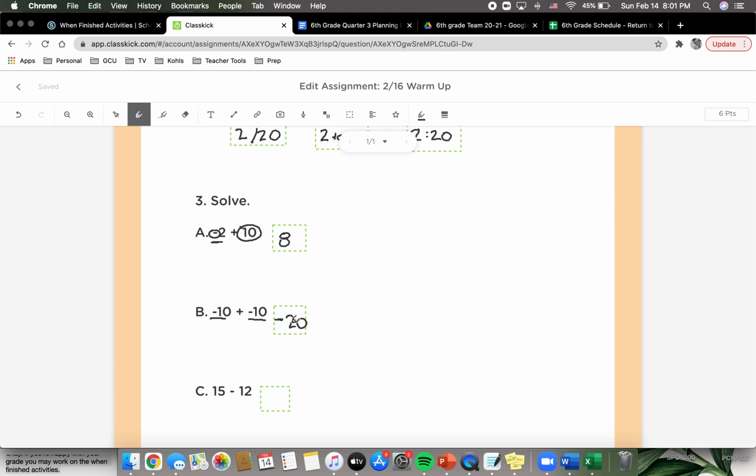And lastly, looking at number 4, we have 15 minus 12. We can just subtract. When we get 15 minus 12, we get 3.